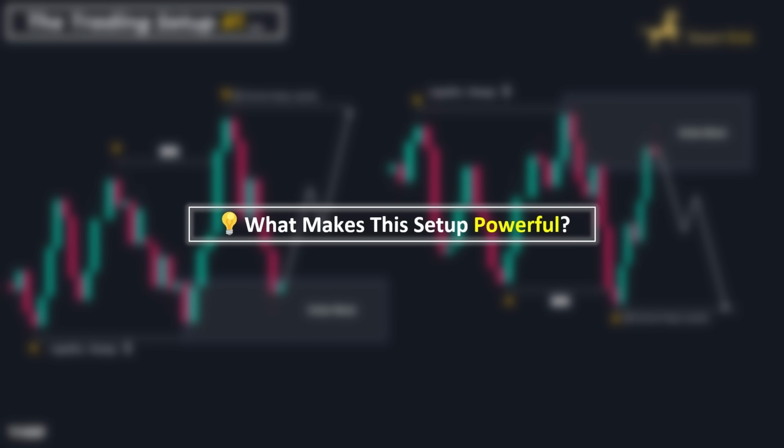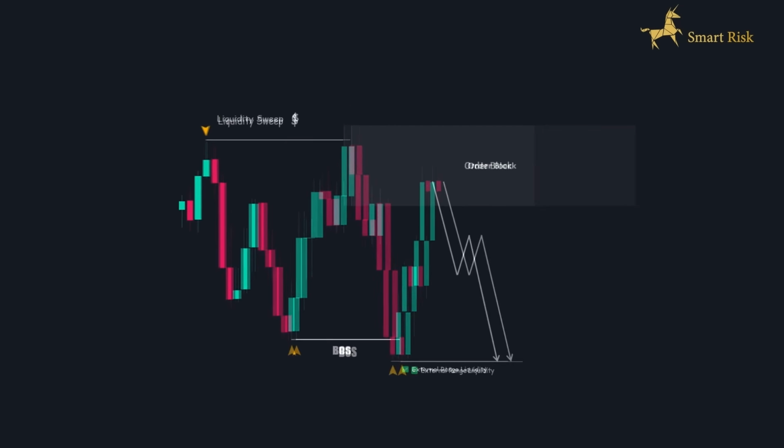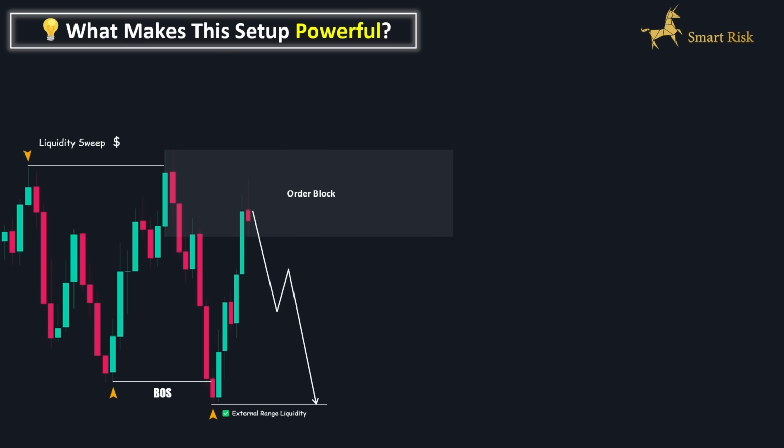Now you might ask, what makes this setup powerful? The logic behind this setup is simple, but very strong. Smart money usually pushes price near the key areas in order to manipulate the market and traders to generate enough volume for itself to execute its orders, and usually it does that with a quick move that sweeps below or above a key level, followed by a sharp and quick reversal move in the opposite direction.